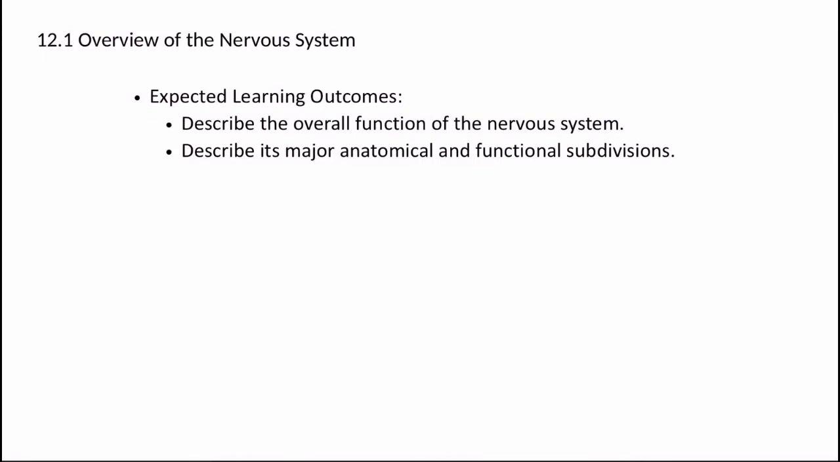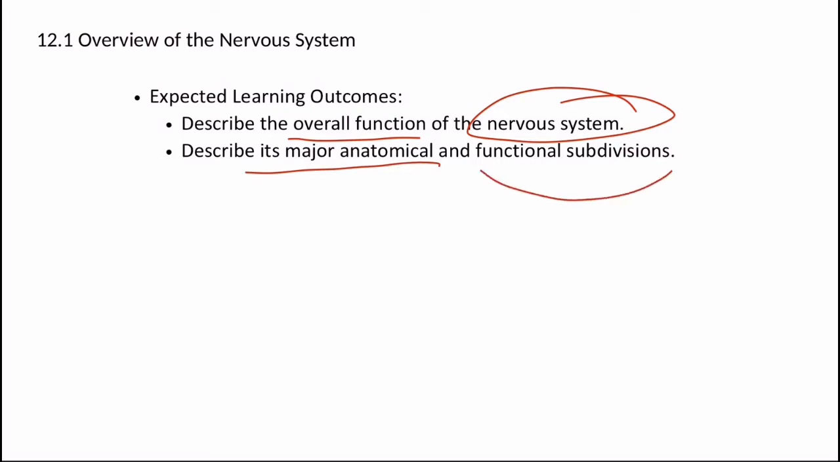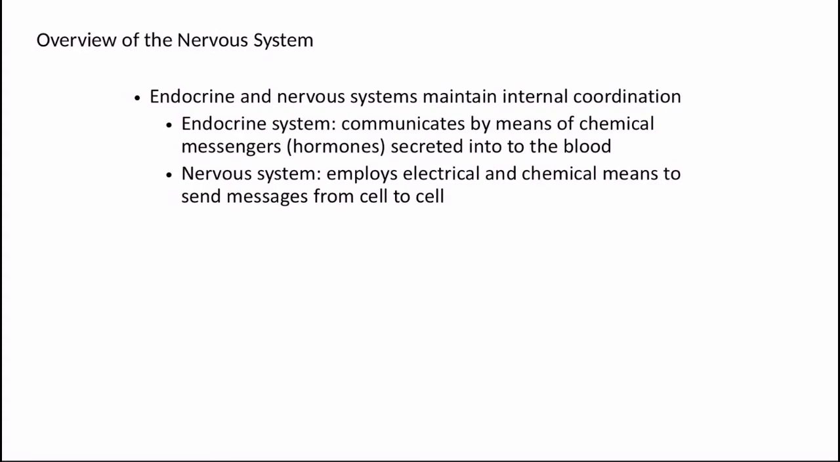So some of the things I expect you to be able to understand is to be able to describe the function of the nervous system and its parts. And speaking of its parts, if you describe the major anatomical and the functional subdivisions, we got a nice flow chart for you there. So a general overview of the nervous system.